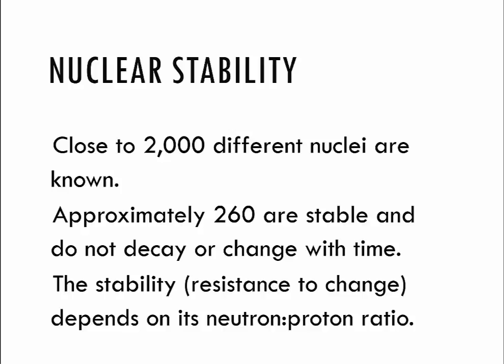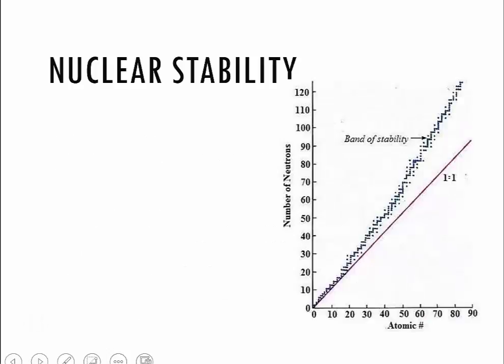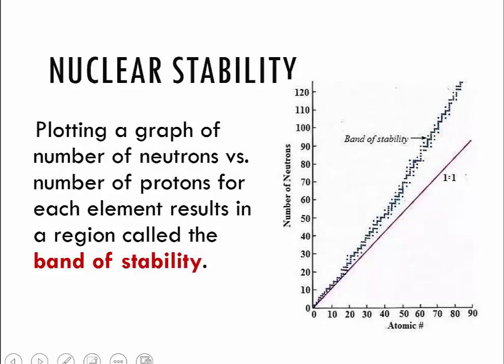The stability or the resistance to change depends on its neutron to proton ratio. So remember, ratio is just a fraction. So if we take the number of neutrons and divide by the number of protons, that's our ratio. If we plot a graph of number of neutrons versus number of protons for each element, we get this thing called the band of stability.